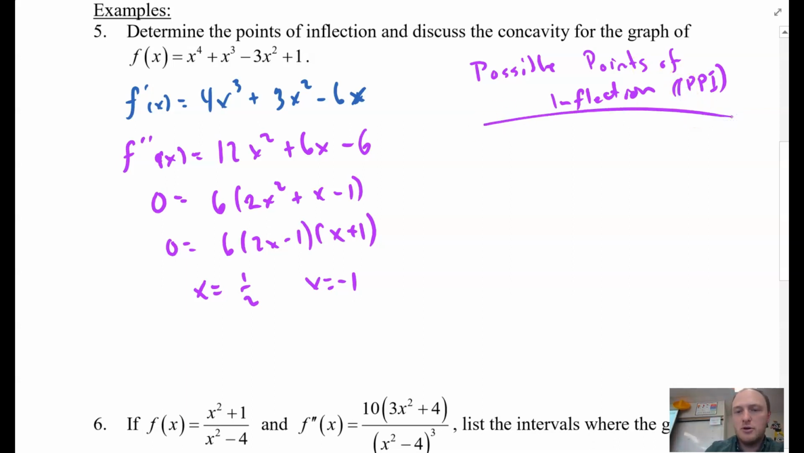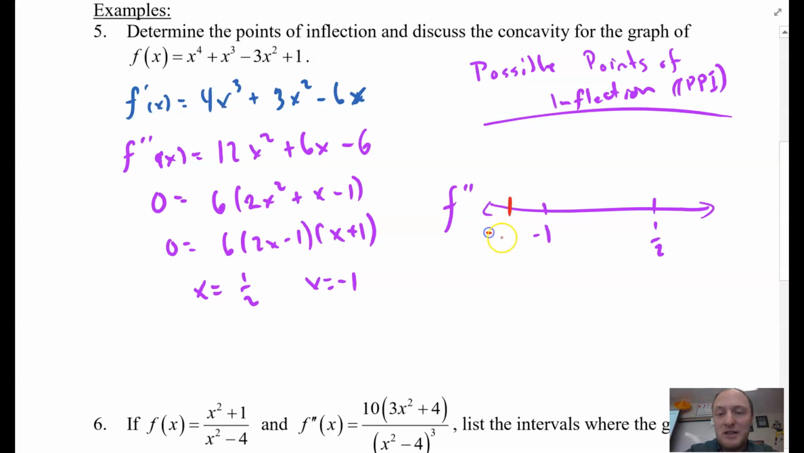So my PPI here is my sign graph for f double prime. And what I want to do is sign analysis for these values. So I have positive 1/2 and -1. I'm going to test some values. I only care about the sign, so I can pick large numbers that make my computations easy.